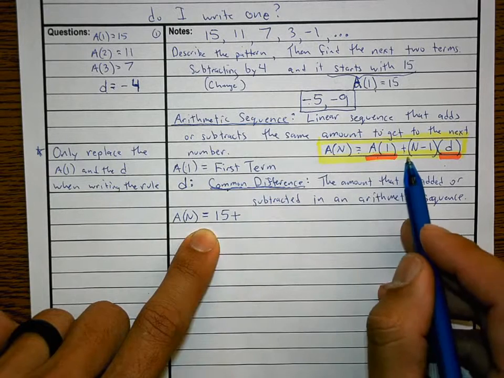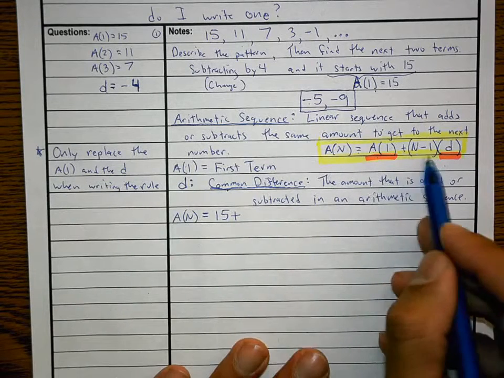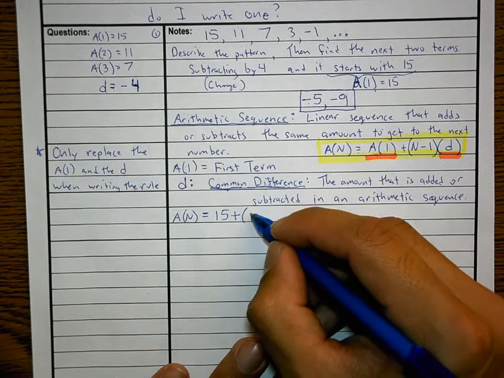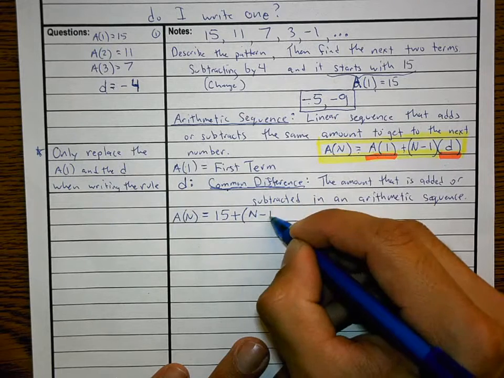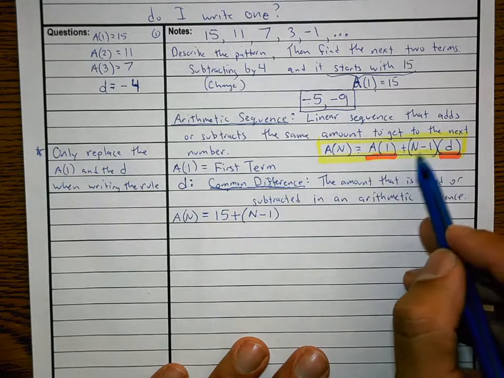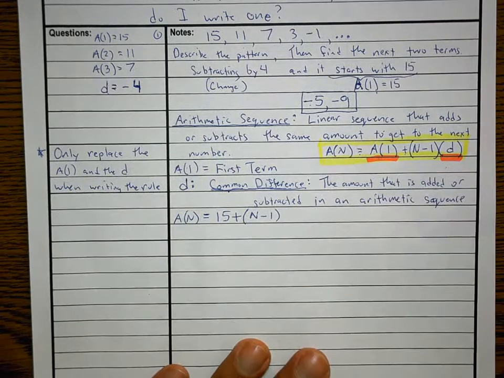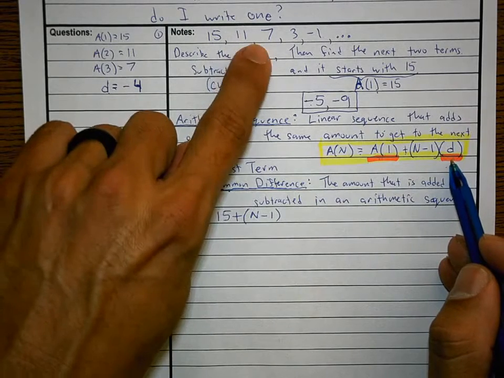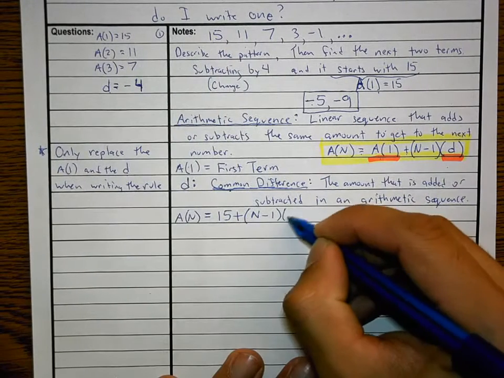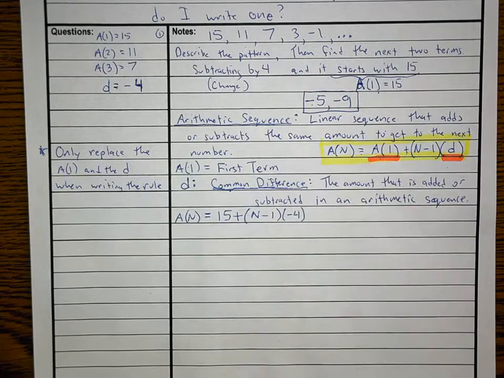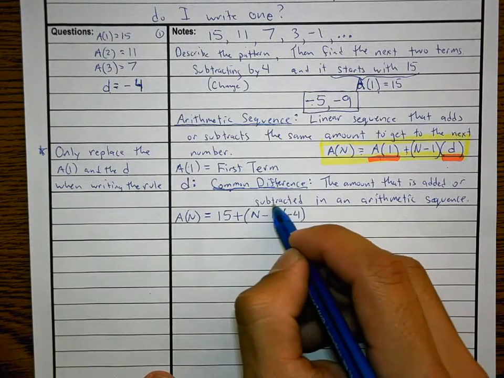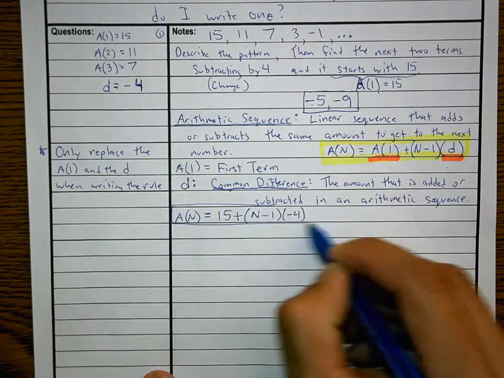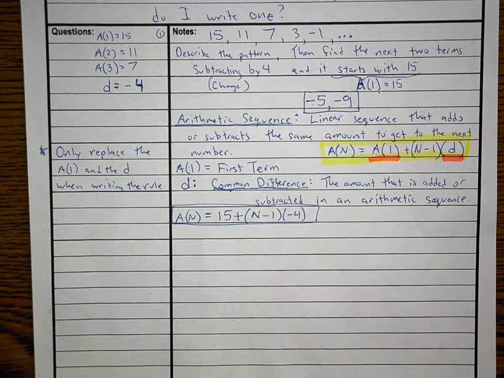What comes next? In parentheses, n minus 1. Don't change it. It's not underlined. We leave it the same. Do you know what the d is for that example? -4. In parentheses, -4. This is the rule. That is how you write the rule.